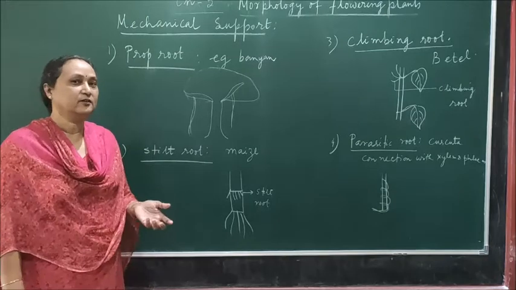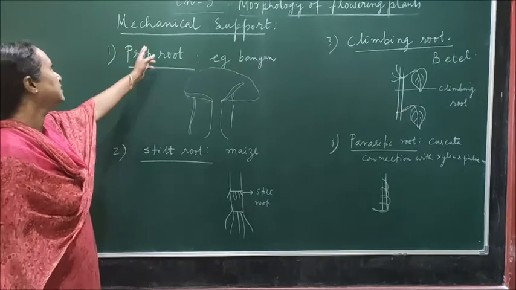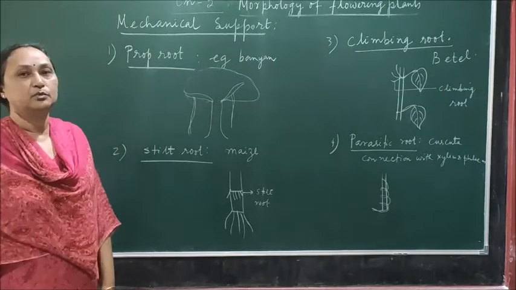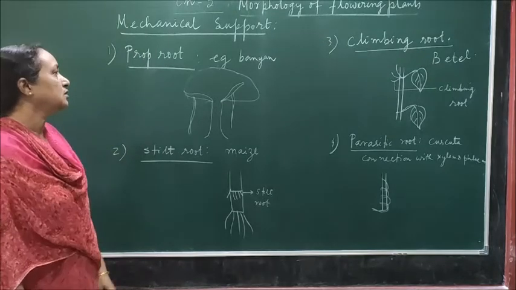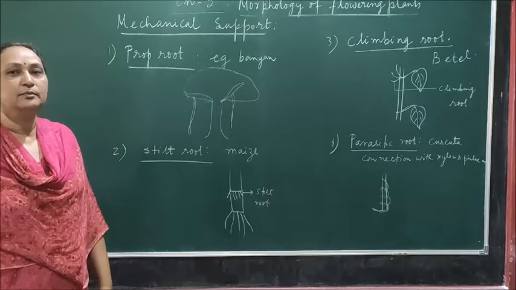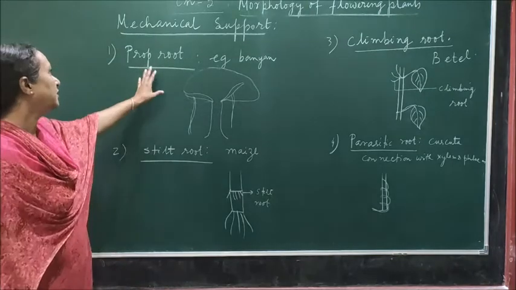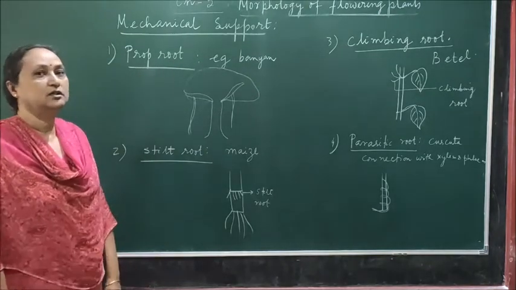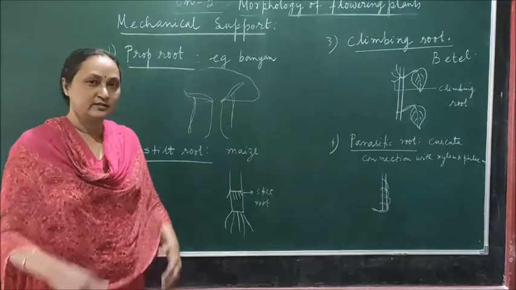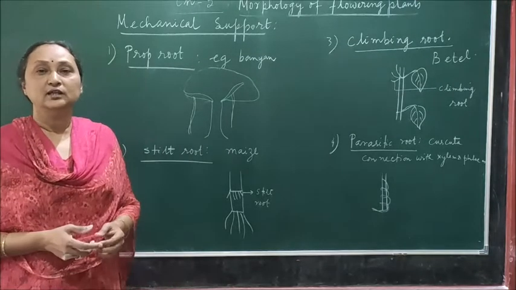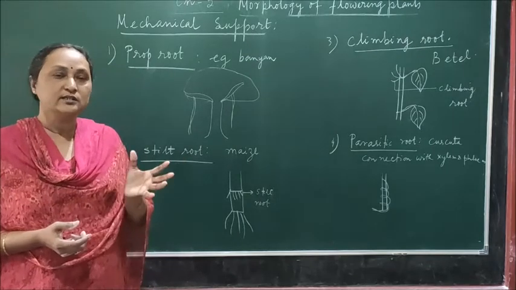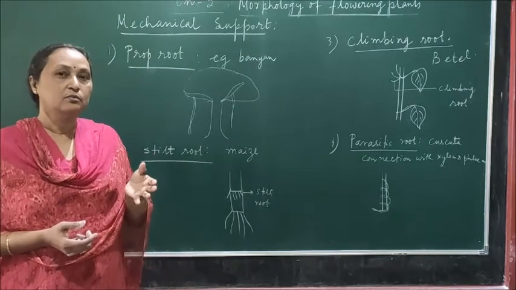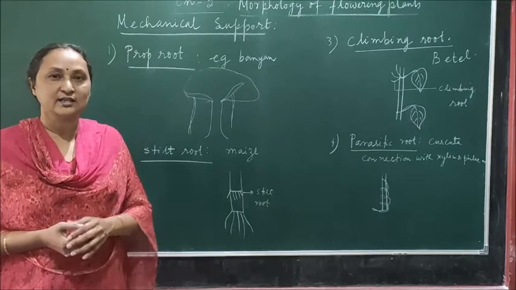Now the next kind of modification is for providing mechanical support. The types of roots are prop root, stilt root, climbing root, and parasitic root. So for prop root, a good example is the banyan. All of you have seen the banyan, it is a huge tree, and you can find there are so many branches. Because it is a huge tree, more support is needed.